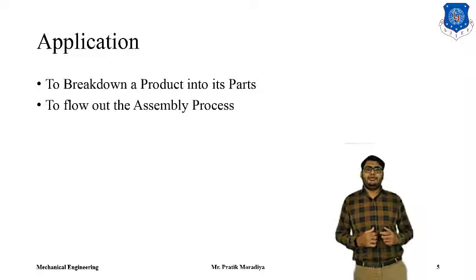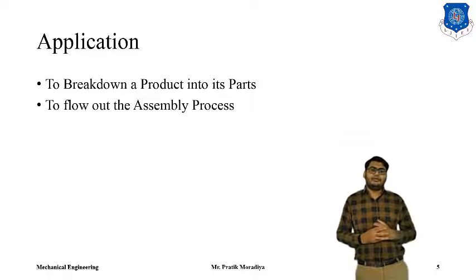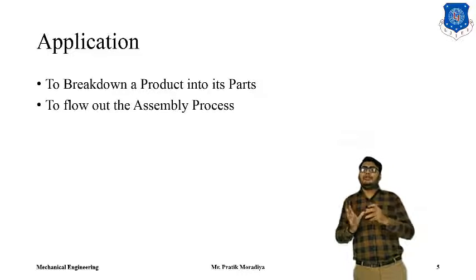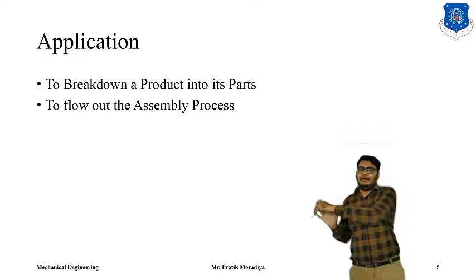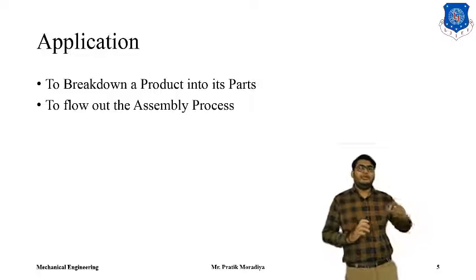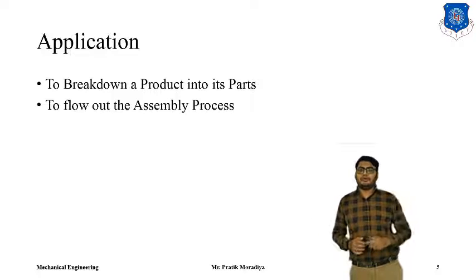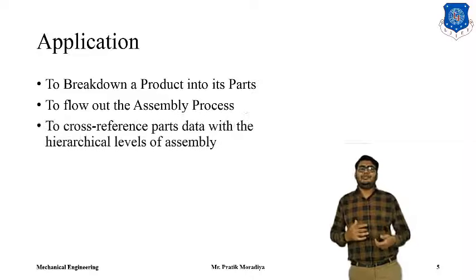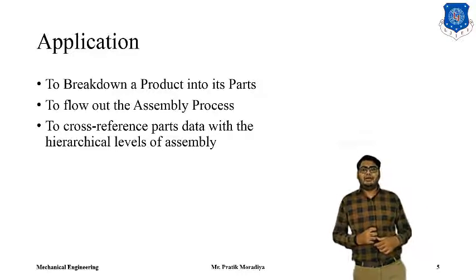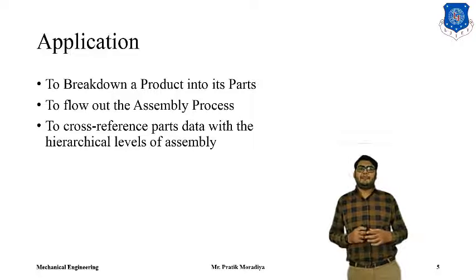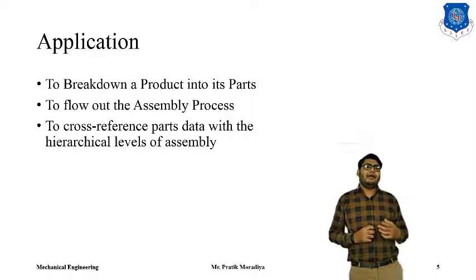Then we can use this to flow out the assembly process. Once you know which steps are to be followed, you can make an assembly line or design an assembly line from the first operation to the last operation according to your Gozinto chart. It will make the assembly process design very easy and very quick. And we can use it to cross-reference parts data which we have in our bill of materials, or we can use it for hierarchical levels of assembly.